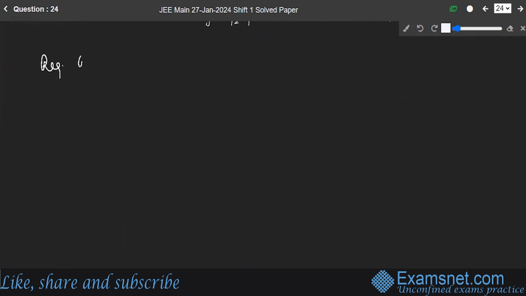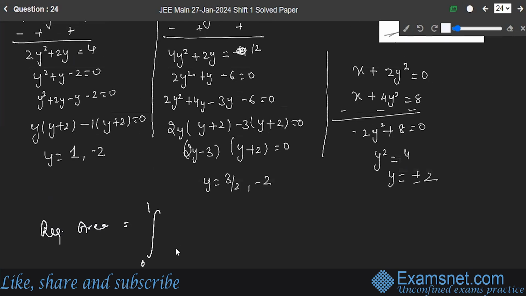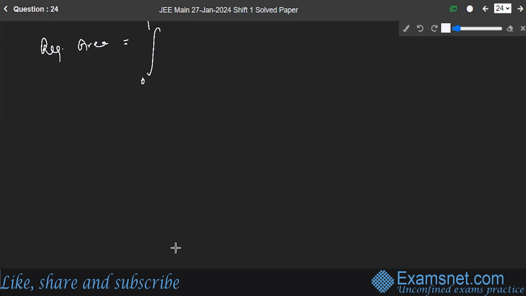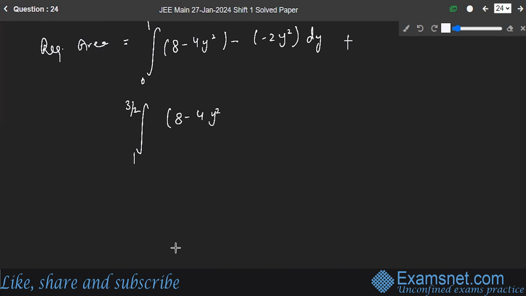Required area will be given by integration. Now you have to take only the positive values. I will not be taking the negative values for the intersection of y, because in the question you are given that y is greater than or equal to 0. So from 0 to 1, this is integral of (8 minus 4y square minus 2y square) dy, plus integration from 1 to 3 by 2 of (8 minus 4y square minus 2y minus 4) dy.